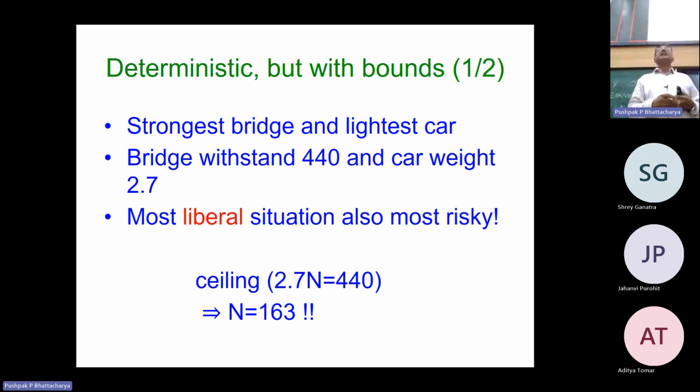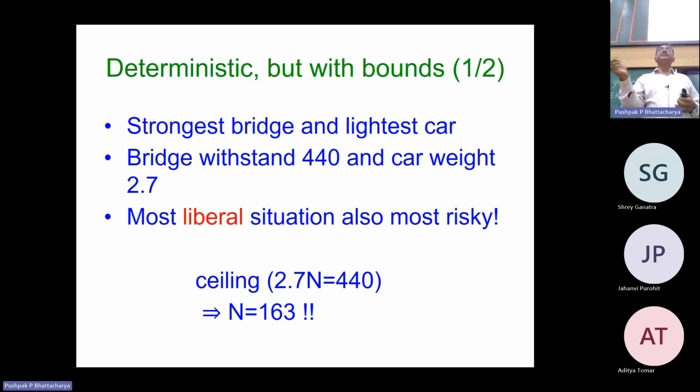The strongest bridge and the lightest car. The strongest bridge will be 1 sigma more than the mean value. That's my assumption. So 400 mean plus 1 sigma, so 440, and the car weight is 2.7, mean minus 1 sigma, which is 2.7. So the most liberal situation, also the most risky, is this. The ceiling of 2.7 n equal to 440, which gives me n equal to 163.